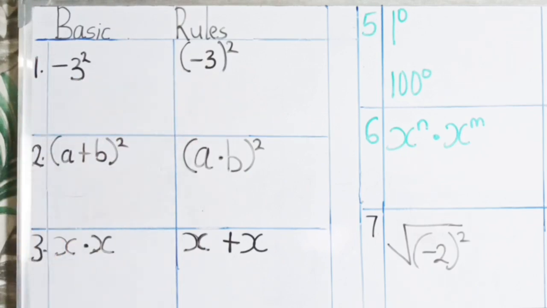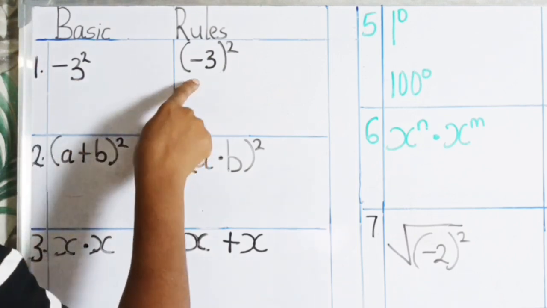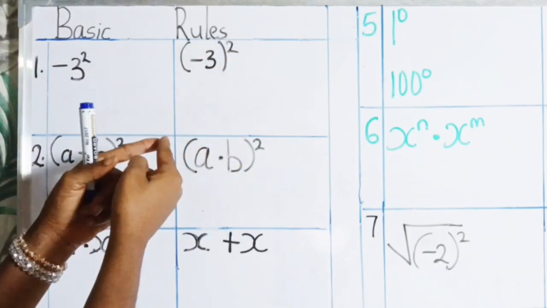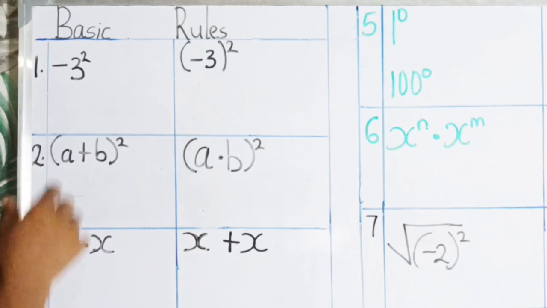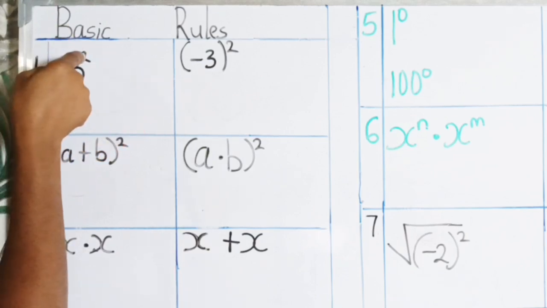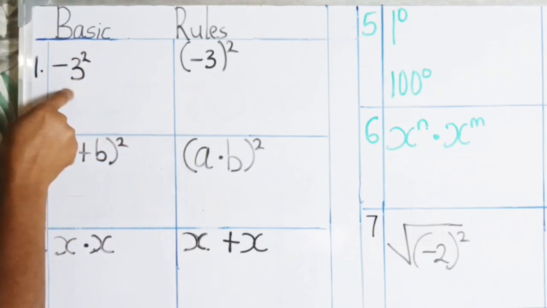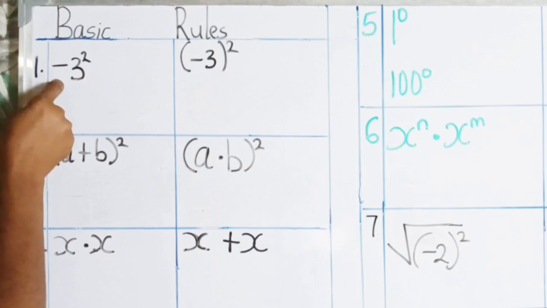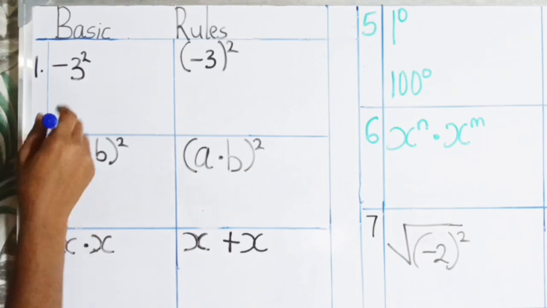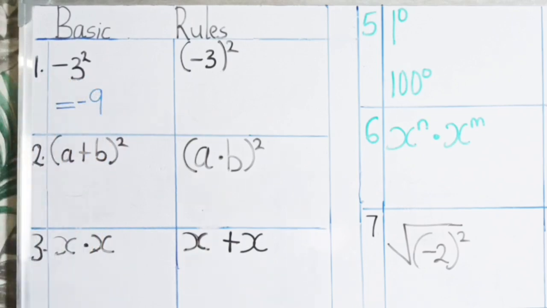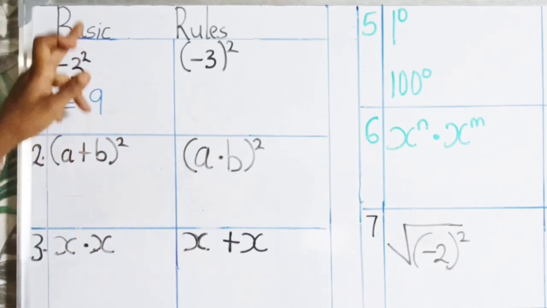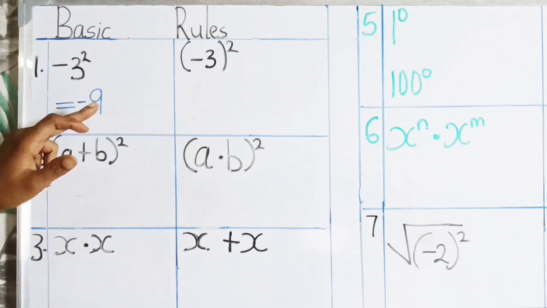Now let's look at the first expression or the first question we have here. Here we have minus 3 squared. And here we have minus 3 in a bracket, then it is squared. Okay? These two will not give you the same answer. Now in this case, the square affects 3 alone and has nothing to do with the minus sign. So 3 squared is equal to 9. And then you add your minus sign. So minus 3 squared will give you minus 9.